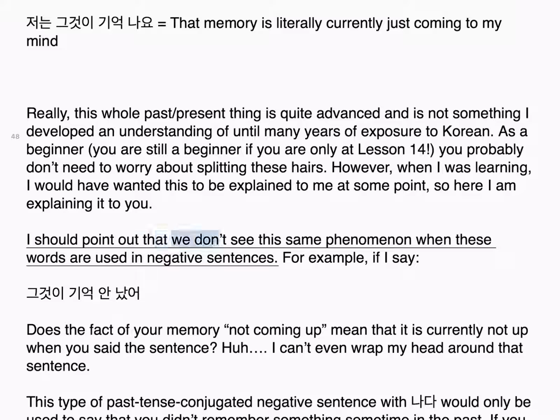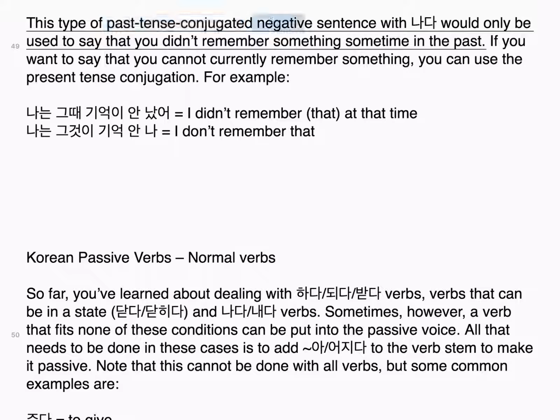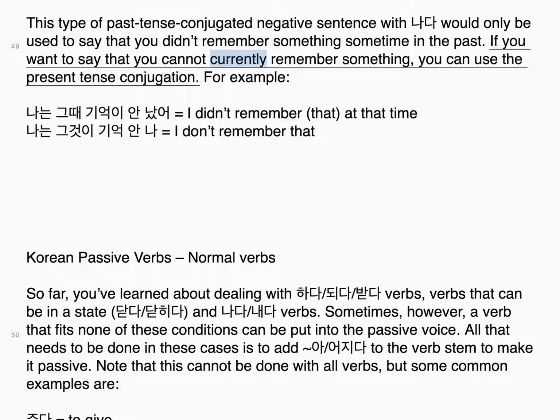I should point out that we don't see this same phenomenon when these words are used in negative sentences. For example, if I say 그것이 기억 안 났어, does the fact of your memory not coming up mean that it is currently not up when you said the sentence? I can't even wrap my head around that sentence. This type of past tense conjugated negative sentence with 나다 would only be used to say that you didn't remember something sometime in the past. If you want to say that you cannot currently remember something, you can use the present tense conjugation. For example, 나는 그때 기억이 안 났어. I didn't remember that at that time. 나는 그것이 기억 안 나. I don't remember that.